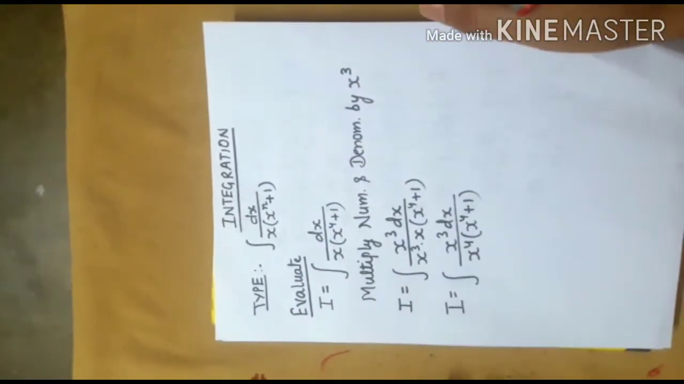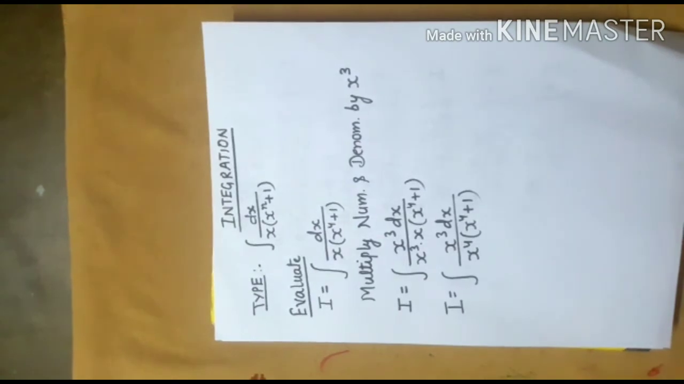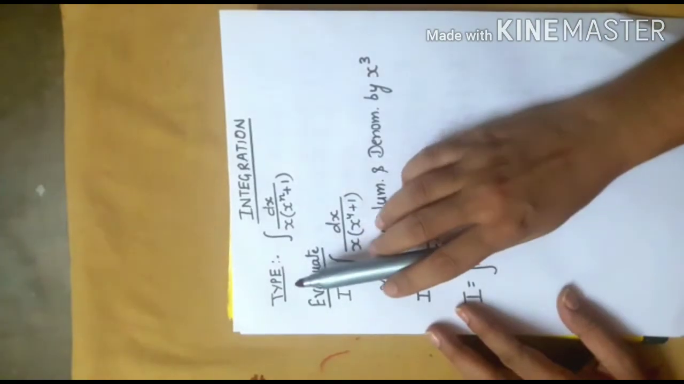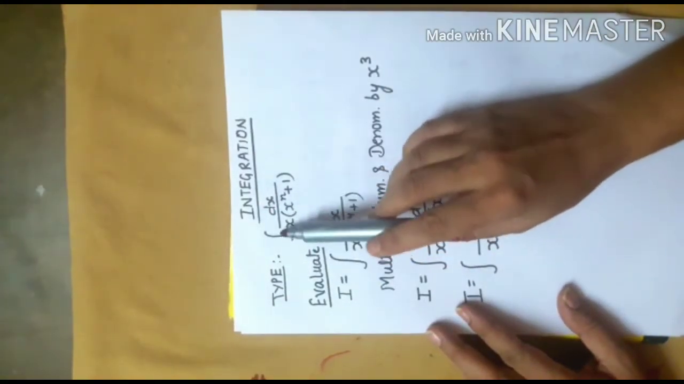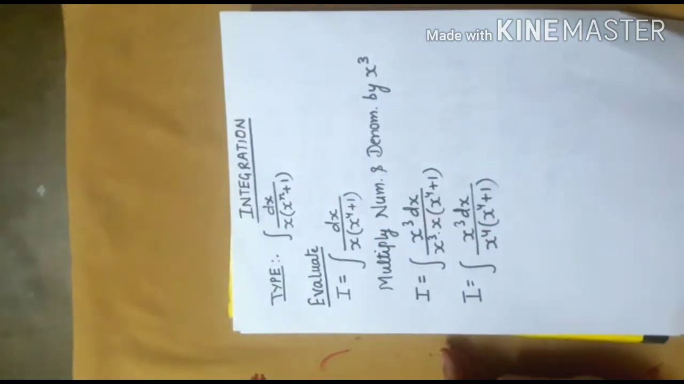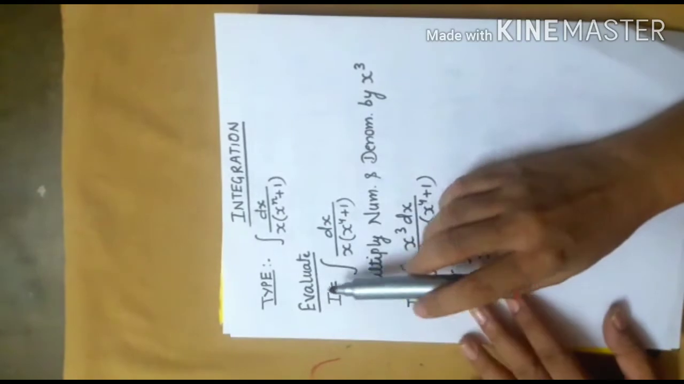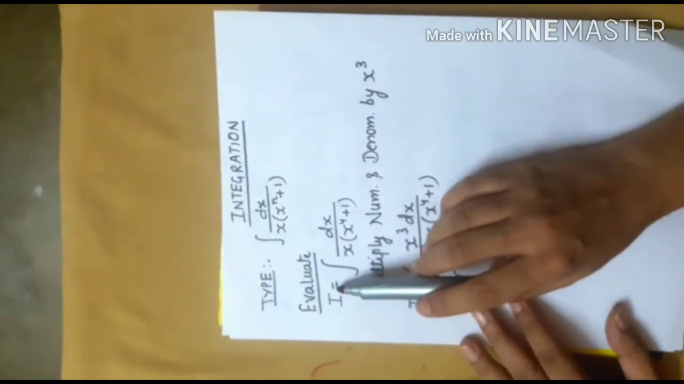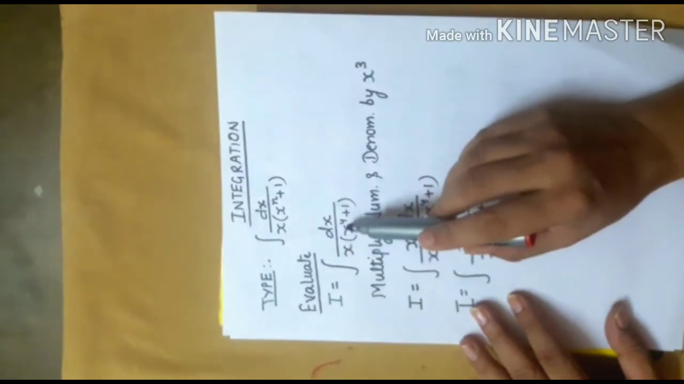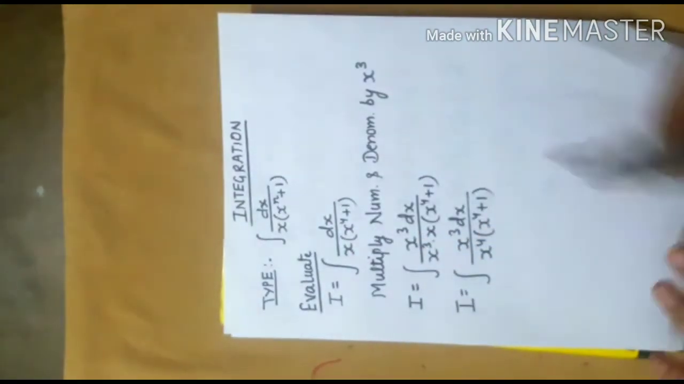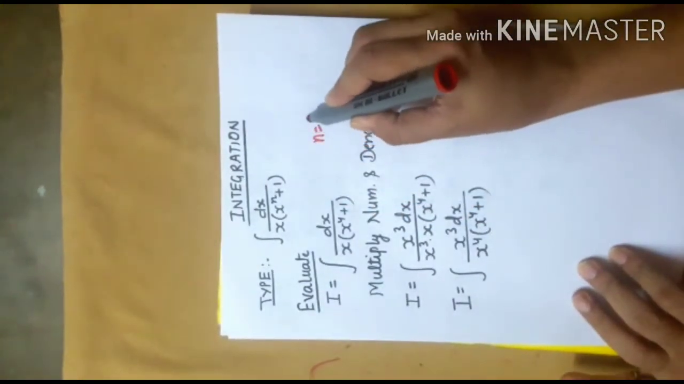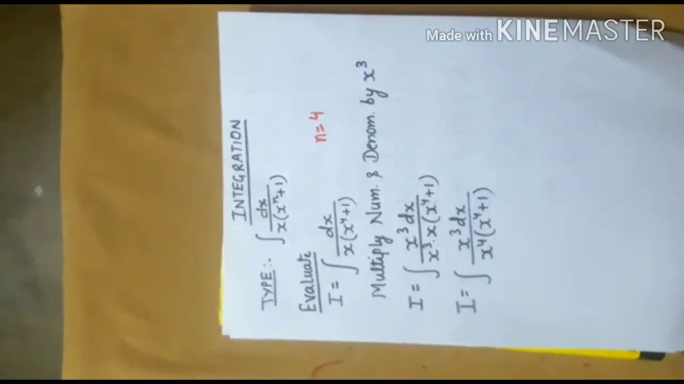Today we will take a few more questions on integration using partial fractions. Today I'll take up the type integral dx over x into x raised to the power n plus 1. Evaluate I equals integral dx over x into x raised to the power 4 plus 1. This integral is of this form, where the role of n is being played by 4.